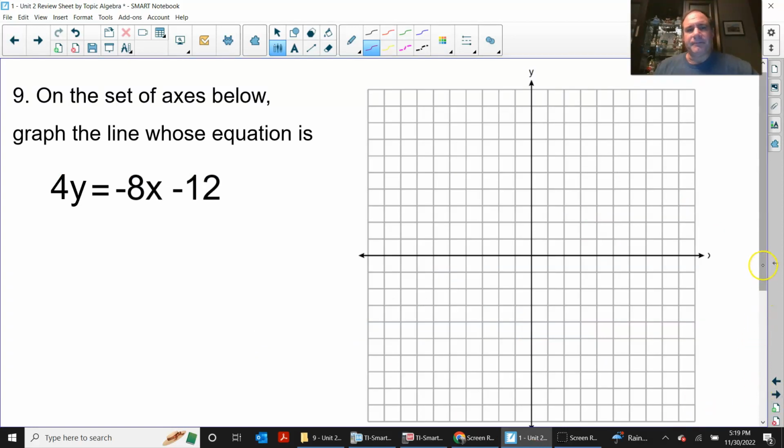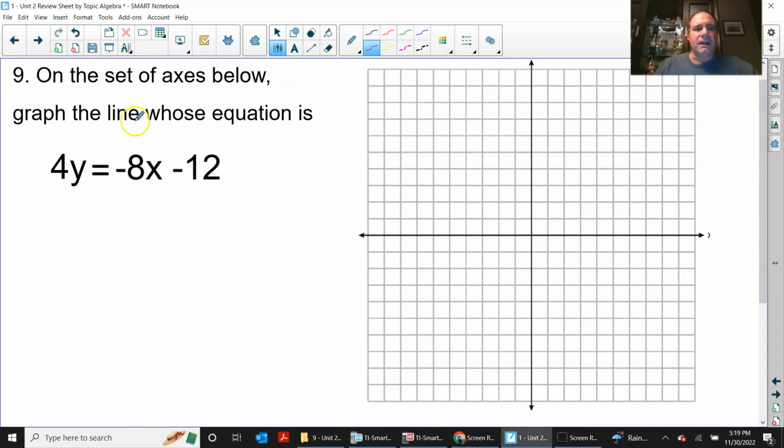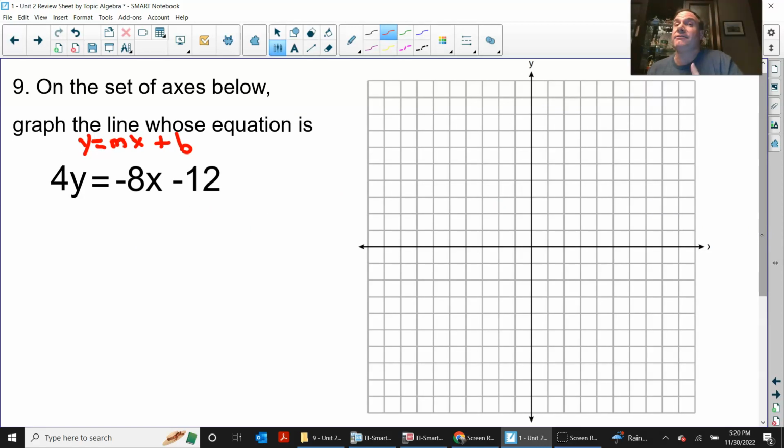Number 9. On the set of axes below, graph the line whose equation is 4y equals negative 8x minus 12. So obviously you have to have this in y equals mx plus b. You need two things. You need the slope and you need the y-intercept. You notice that the graph has no numbers. It's because it's a 9th grade graph.